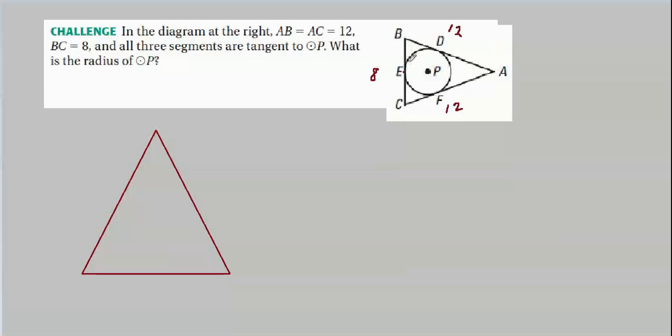Which means right here at the point of tangent, C separates this into 4 and 4. Well, tangents from an outside point have to be congruent. If this one's 4, these two tangents from point C, then this has to be 4. And if this is 4, then this one has to also be 4. This whole thing is 12, which means this must be 8. And this must be 8.